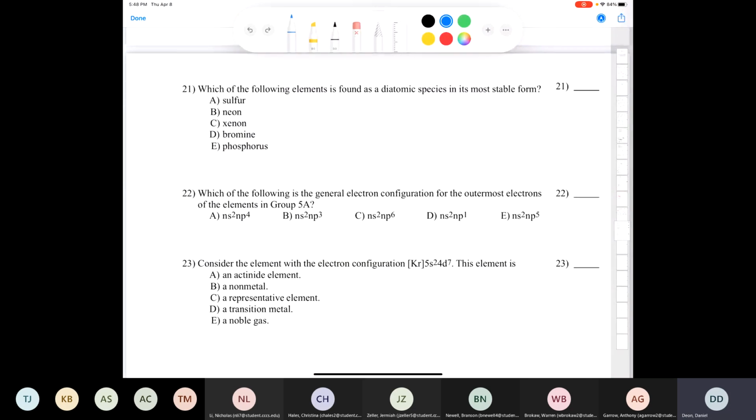question 21. Where are we? Now we're into chapter 8. We're out of chapter 7 and into chapter 8, which is the periodic properties chapter. This one should move along a little bit faster than the last chapter.